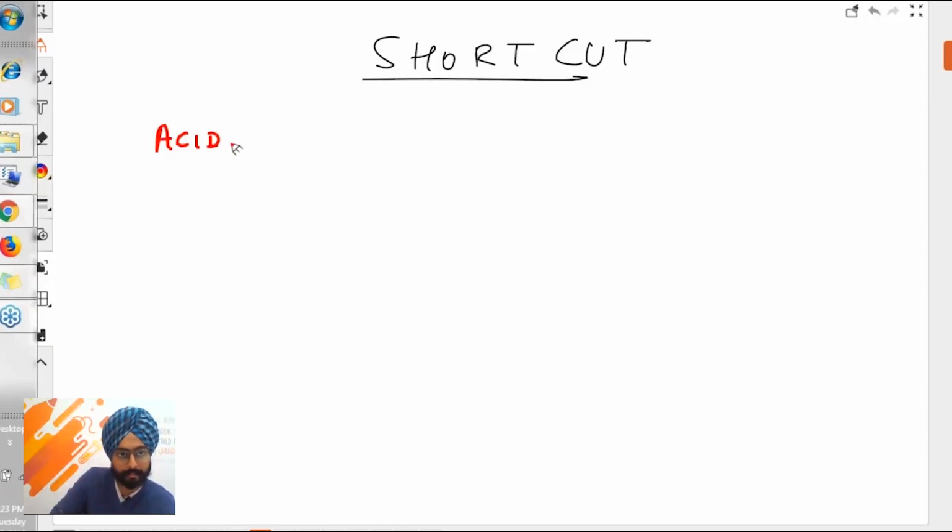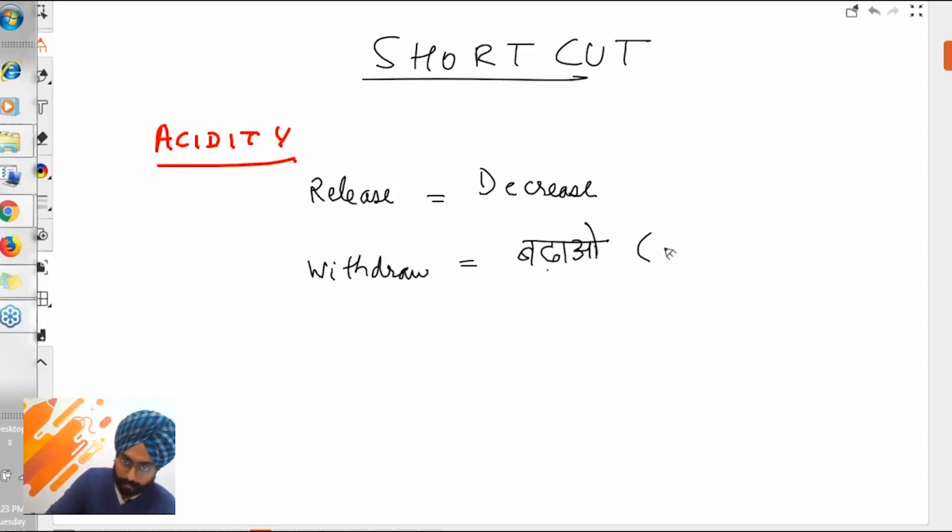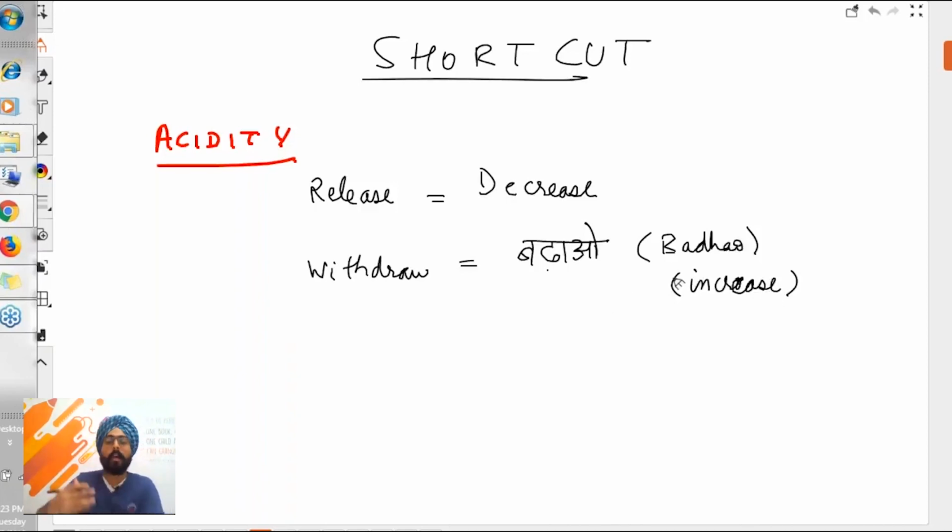For acidity, what you want to memorize in your mind is release equals to decrease and withdraw equals to badhao. I'll write this in English as well. Badhao means to increase.